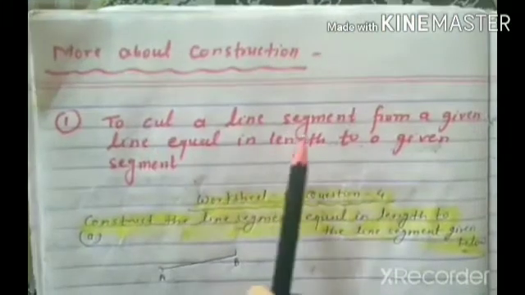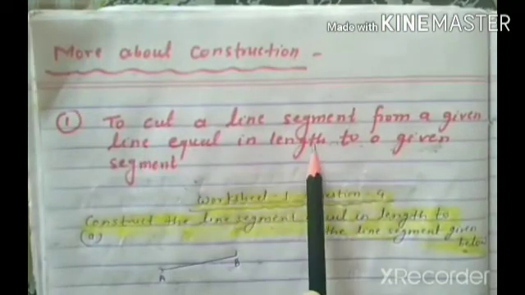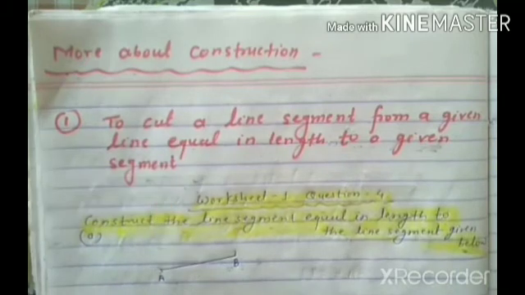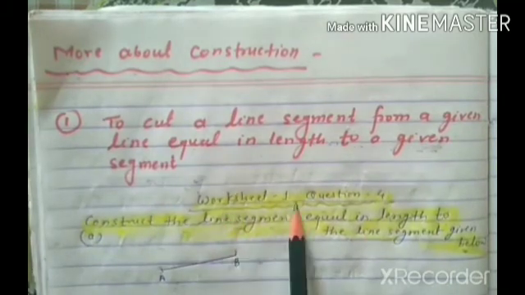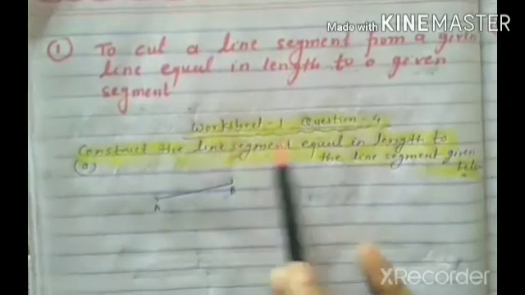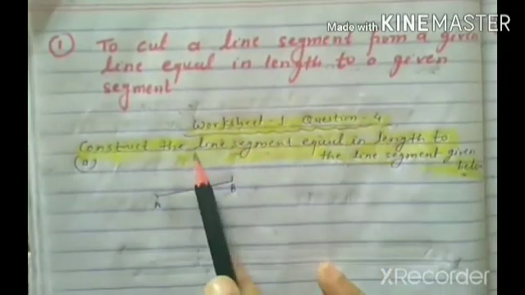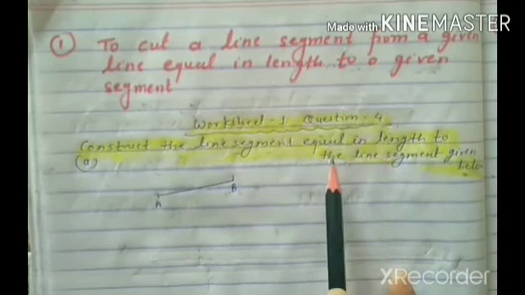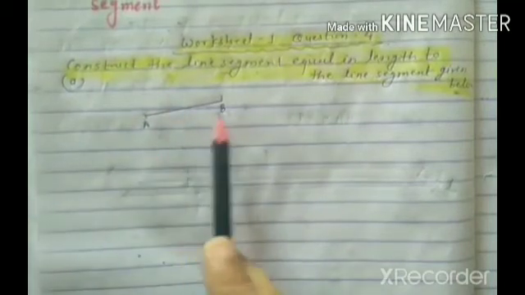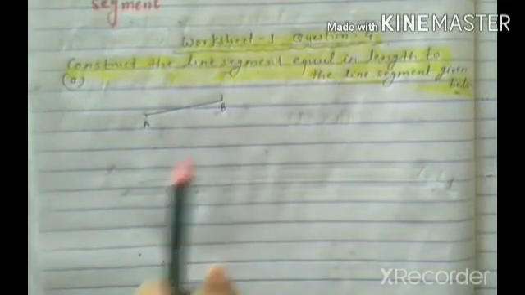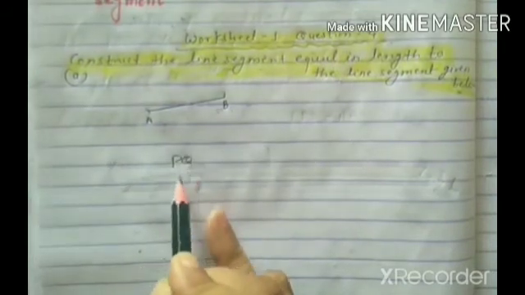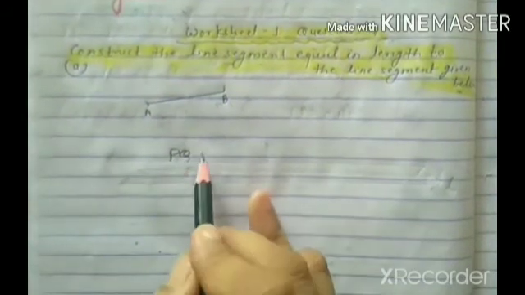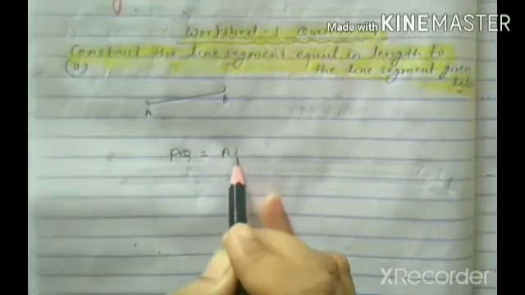First, to cut a line segment from a given line equal in length to a given segment. Let us understand this by taking one example. Worksheet 1, question number 4. Construct the line segment equal in length to the line segment given below. Here AB is given to us and we have to construct another line segment which is equal to AB. Let the required line segment be PQ. So we have to construct PQ equal to AB. Let us construct.